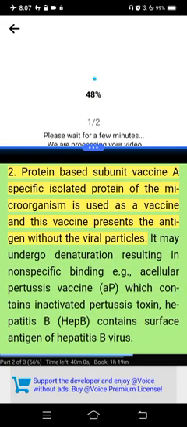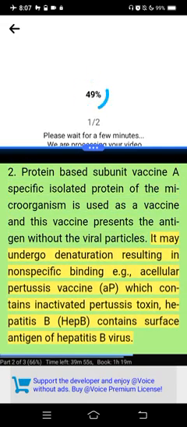2. Protein-based subunit vaccine. A specific isolated protein of the microorganism is used as a vaccine, and this vaccine presents the antigen without the viral particles. It may undergo denaturation resulting in non-specific binding, e.g., acellular pertussis vaccine, aP, which contains inactivated pertussis toxin. Hepatitis B, Hep B, contains surface antigen of hepatitis B virus.